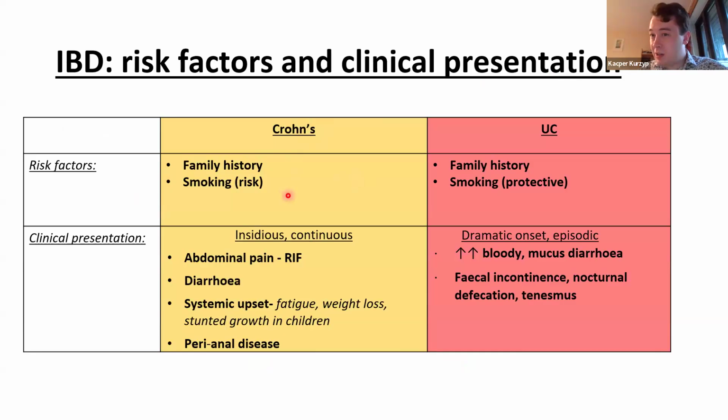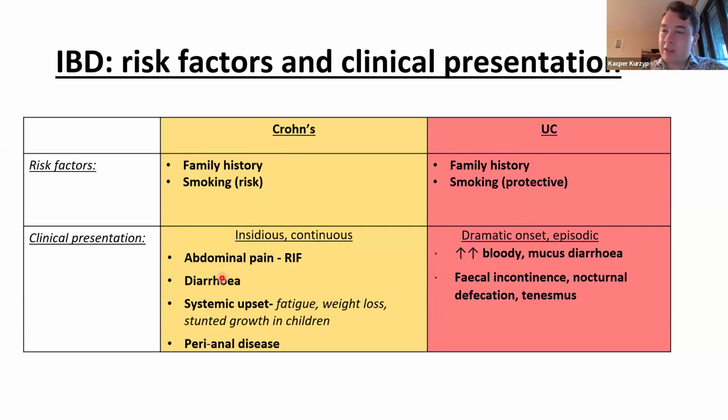Now, smoking is a risk factor, so the vignette can say that the symptoms got worse when the patient started smoking. In contrast, in ulcerative colitis, smoking is actually protective. So the vignette may be saying that they have sudden onset of bloody mucus diarrhea and they've stopped smoking 2 weeks ago. Don't tell your UC patients to start smoking, pretty please.